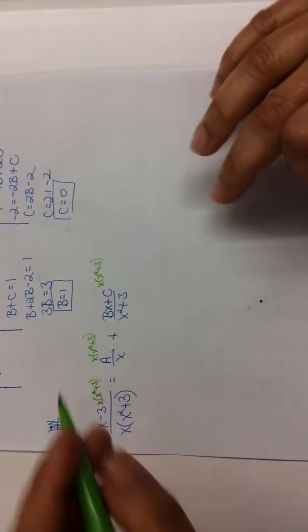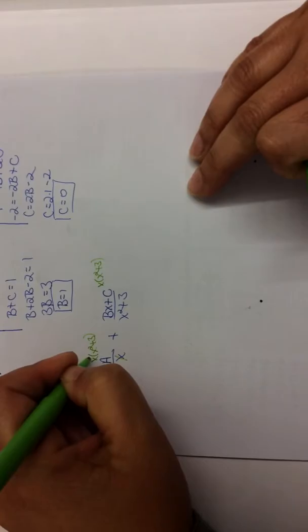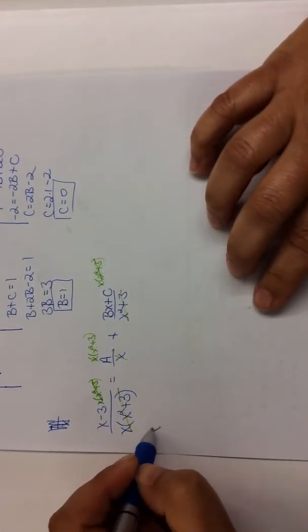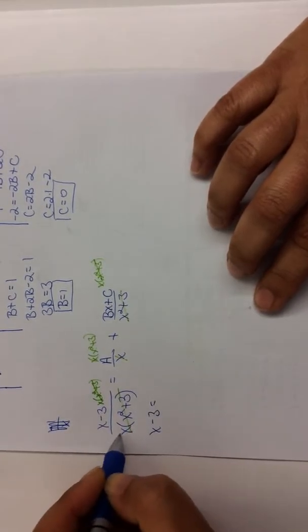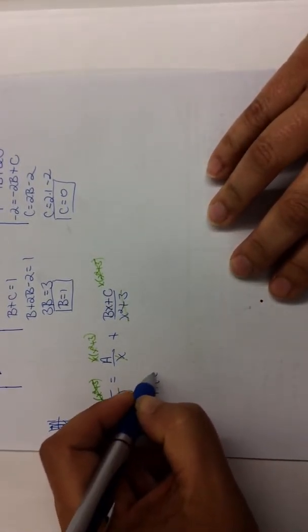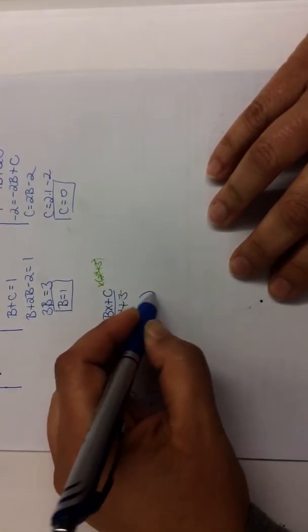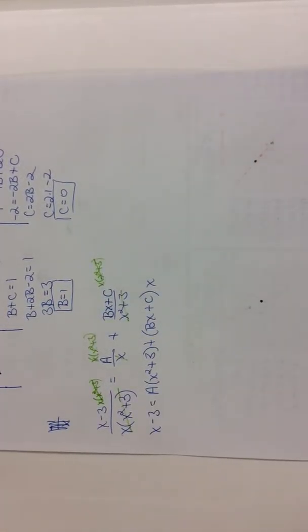And then stuff's going to cancel. That's all going to go away. The x is going to go away. The x squared plus 3 is going to go away. This one I think is going to be easier. x minus 3 is all that's left over here. A times x squared plus 3, and then bx plus c times x.